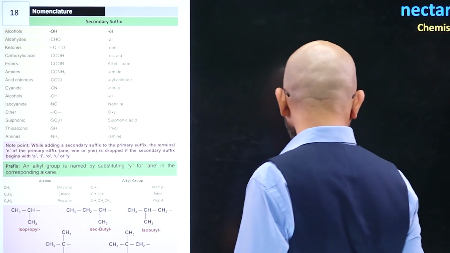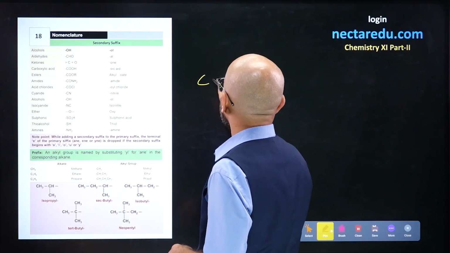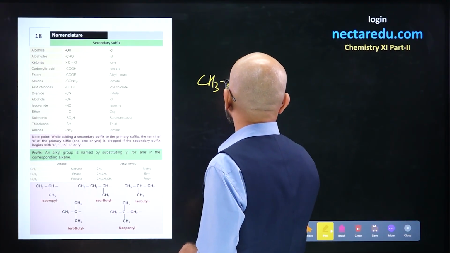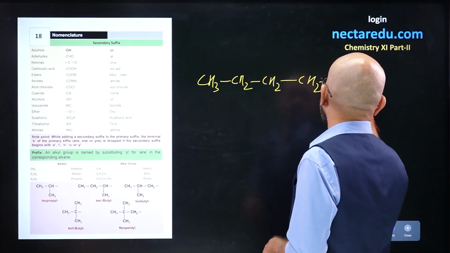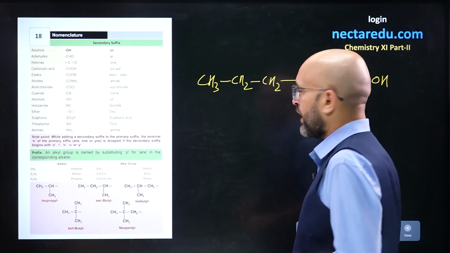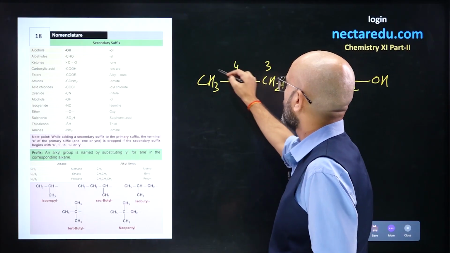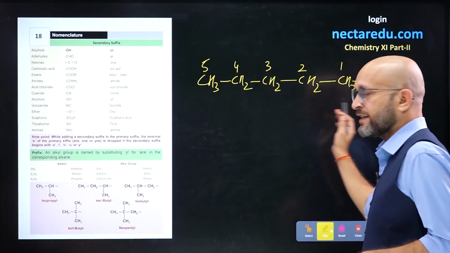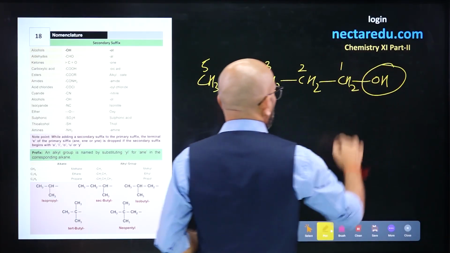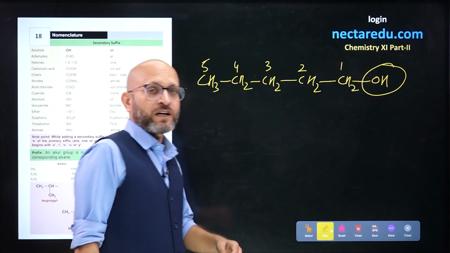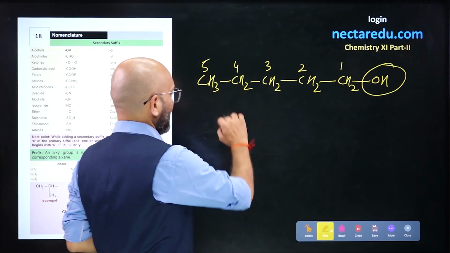Check it out. If I take an example like this, a compound CH3, CH2, CH2, CH2, CH2, OH. Now I have to name this compound, so I will do the numbering like this: 1, 2, 3, 4, 5. So it is an alcohol. How did I understand it is an alcohol? From the functional group I will understand that the compound is of the family of alcohol. So now I write the name like this.